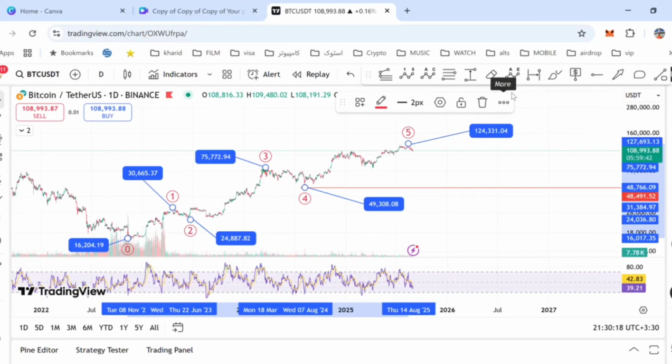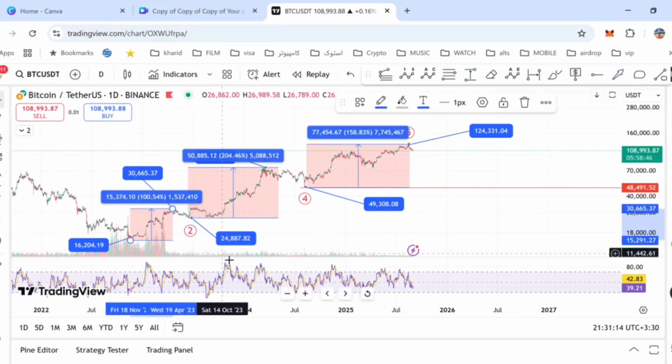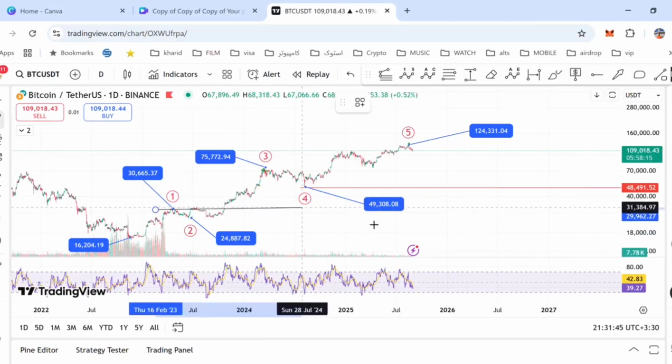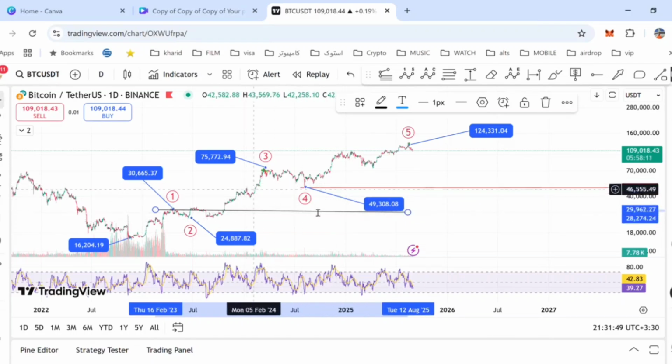To sum up, Bitcoin moved from 15,000 to 123,000 in a complete five-wave impulse structure. Wave 1 was the start of the trend. Wave 2, the deceptive correction. Wave 3, the strongest advance. Wave 4, the shallow pullback. And Wave 5, the final surge of euphoria.